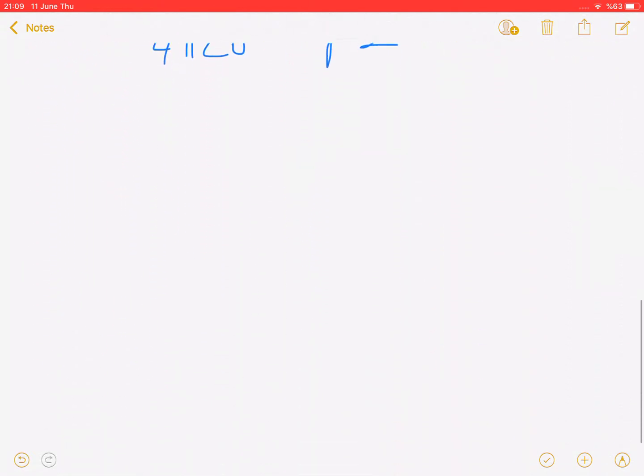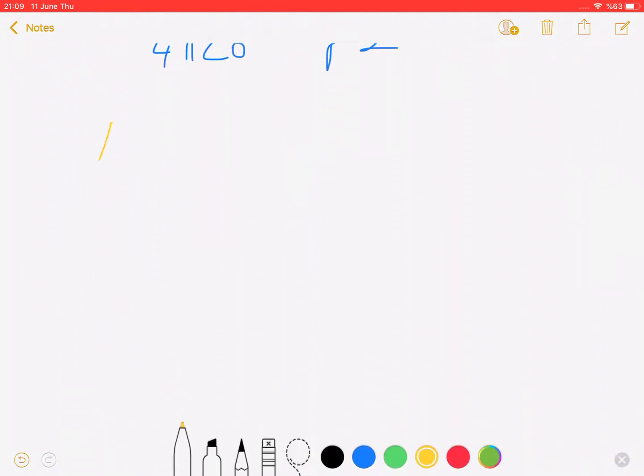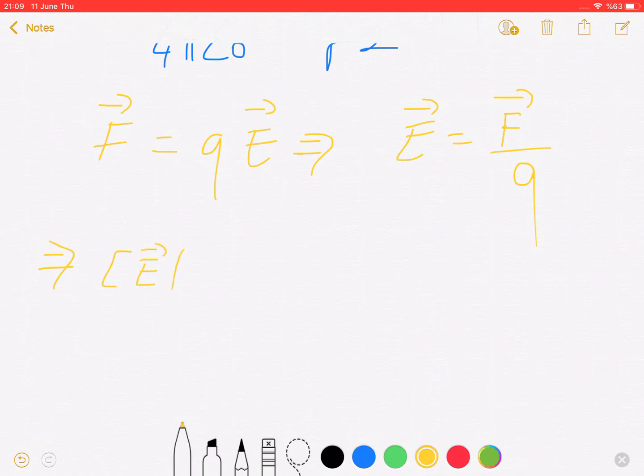So can I write F equal to QE? Remember always, E equal to F divided by Q. So what is the unit of E? It is unit of F divided by unit of Q, which is Newton divided by Coulomb. Okay, yes, we got it too.